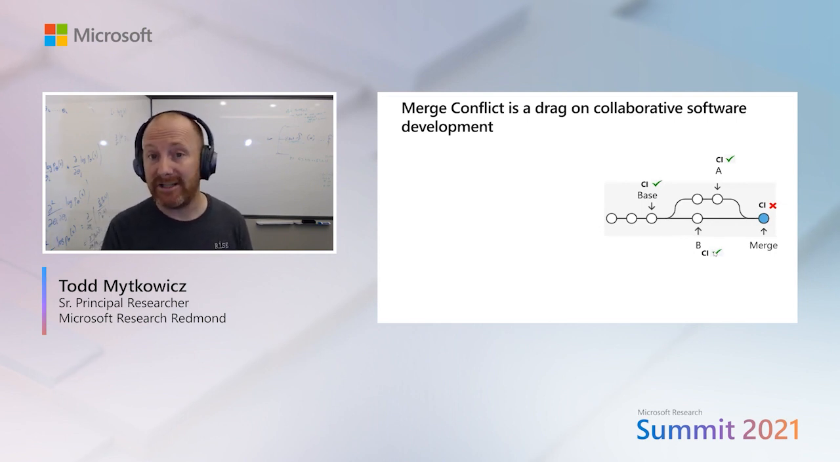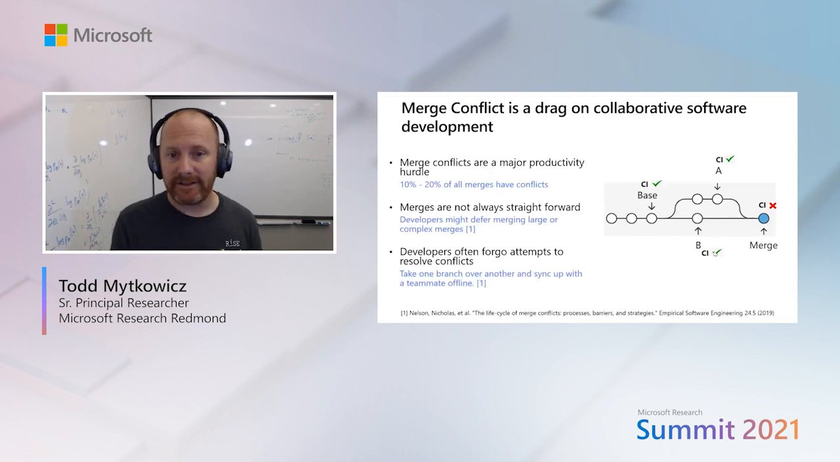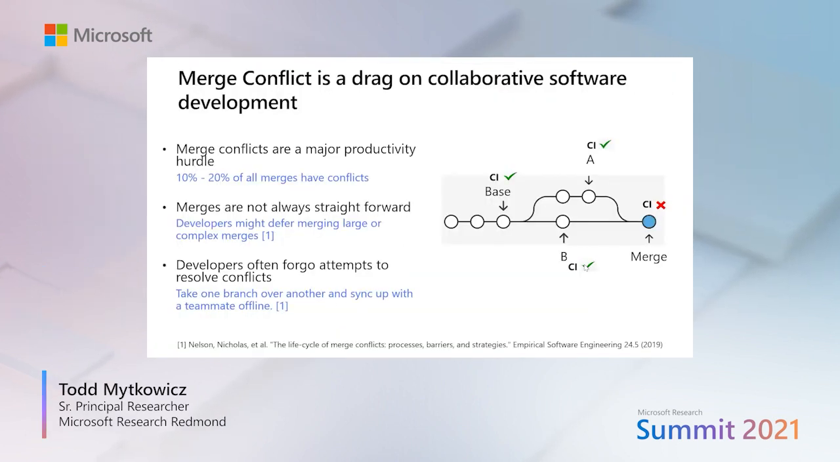But when you do a merge, even if it's a silent merge, which is handled automatically for you by tooling like Git merge, the continuous integration tests can fail. So merge conflicts are a major productivity drain on developers, right? Basically, there are many studies that have shown this. One of them is on this slide here. Basically, 10 to 20% of all merges have conflicts in collaborative software development projects.